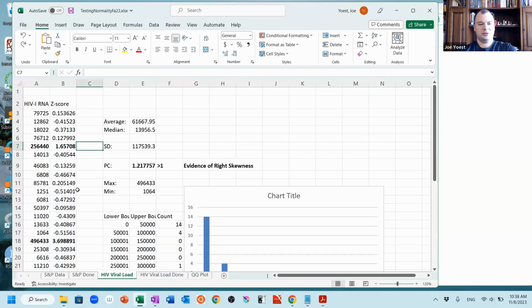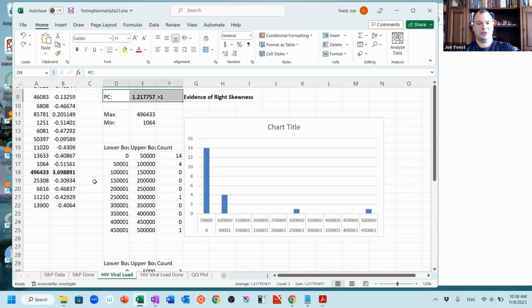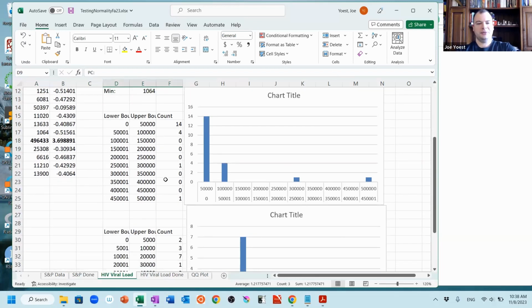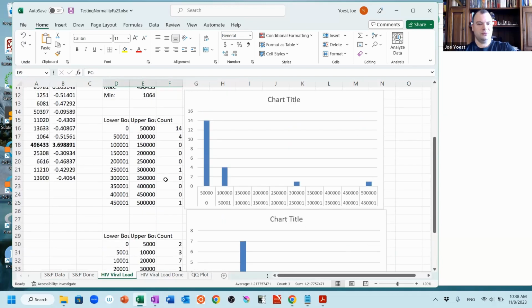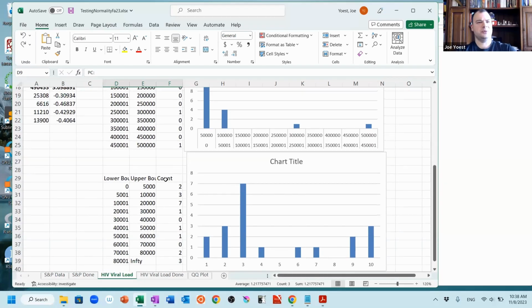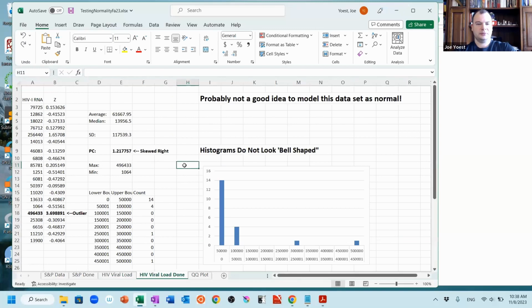Okay. So overall, I would say that this is something we would definitely not want to model as a normal distribution. We don't see good concordance with the empirical normal rule. We see evidence of right skewedness, and the picture, regardless of which way we set it up with the bins, really just doesn't look right. And so again, this is just a recap of that.